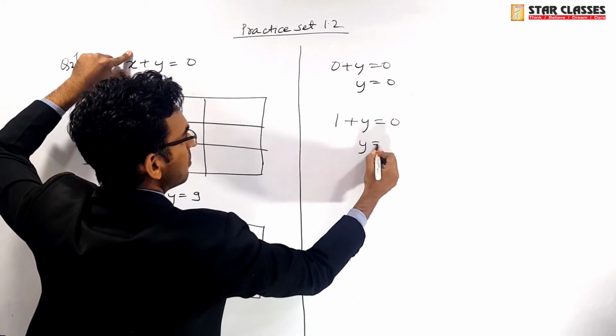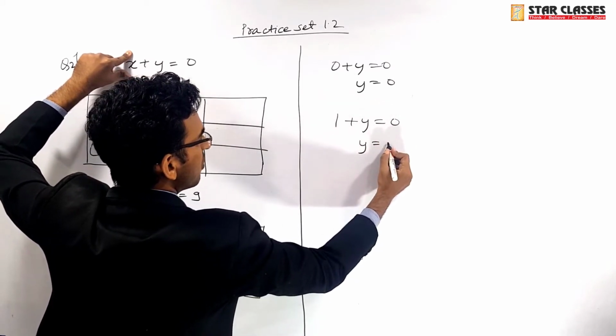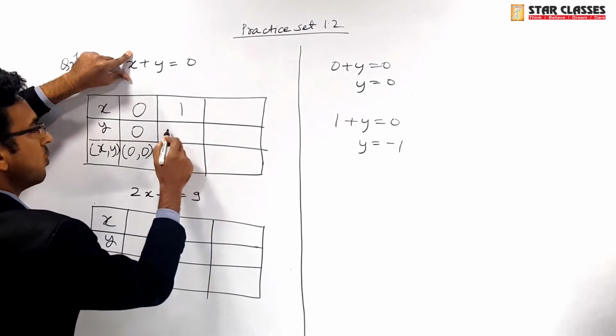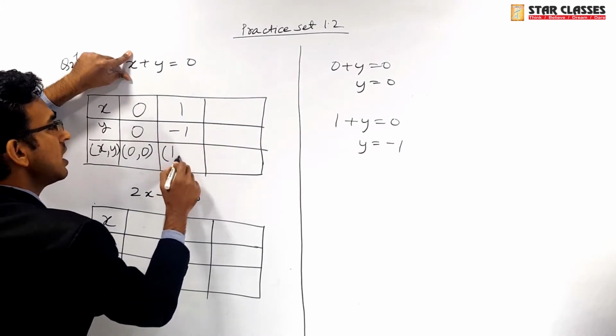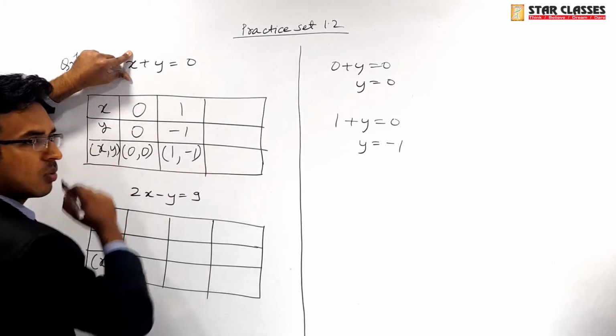So y will become, 1 goes that side, it becomes 0 minus 1, that is minus 1. So x is 1 and y is minus 1.